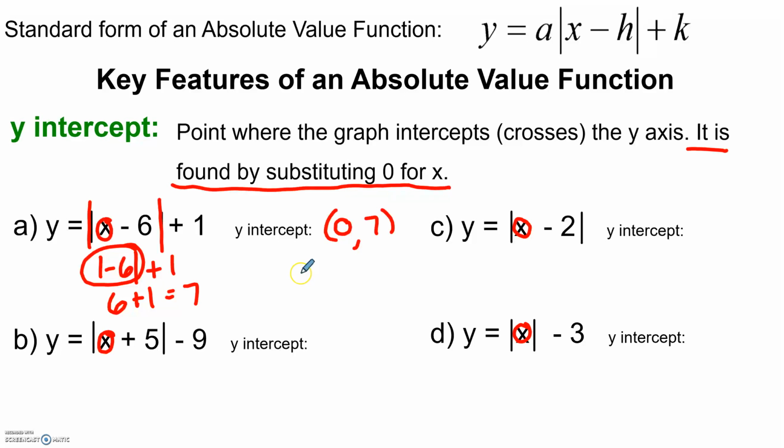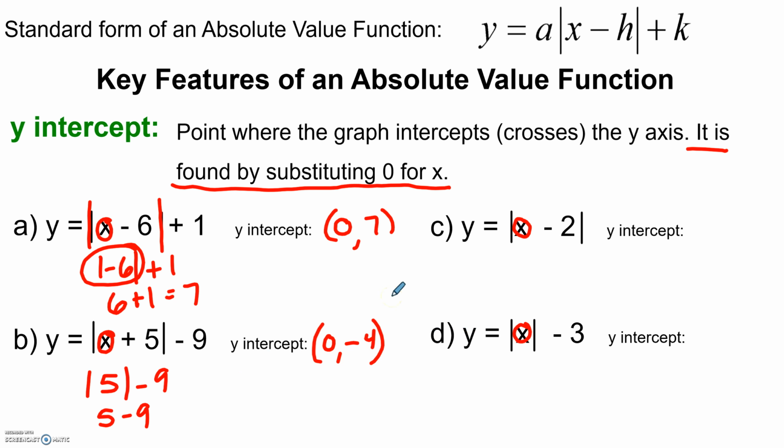Check your work. B, awesome. So again, we're going to do what's inside here first. 0 plus 5 gives me the absolute value of 5. Don't forget those absolute value bars. Absolute value of 5 is 5, minus 9, we get -4, but we need to write it as a point where my x value is 0 to show that it's a y-intercept. Try your best on C and D.